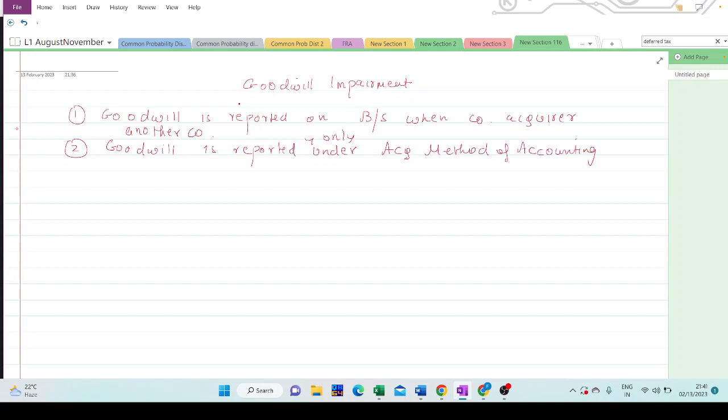So guys, goodwill is not reported on the face of the balance sheet when we use the equity method. Though goodwill is a component of investment in associate, goodwill is not reported separately. Investment in associate is reported as a single line item on the face of the balance sheet. Even though goodwill is a component of investment in associate, goodwill is not reported separately under the equity method.